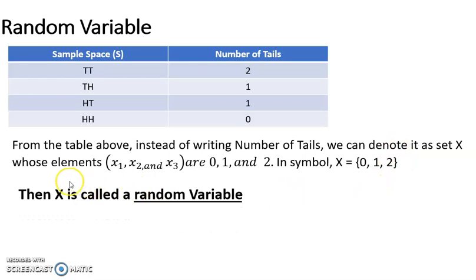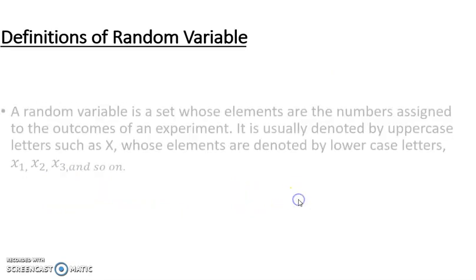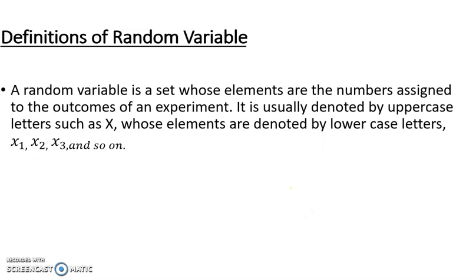We call this capital letter X the random variable. Definition of random variable: a random variable is a set whose elements are the numbers assigned to the outcomes of an experiment. It is usually denoted by uppercase letters such as X, whose elements are denoted by lowercase letters, the x sub 1, x sub 2, x sub 3, and so on.